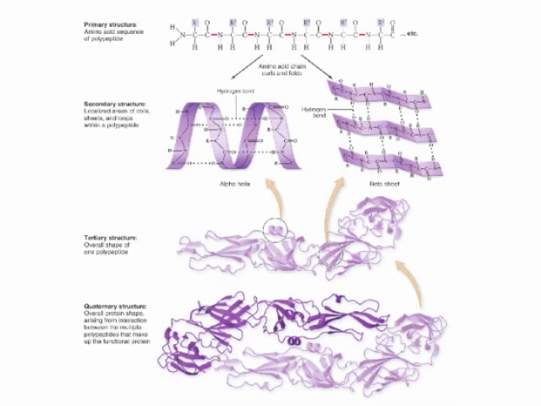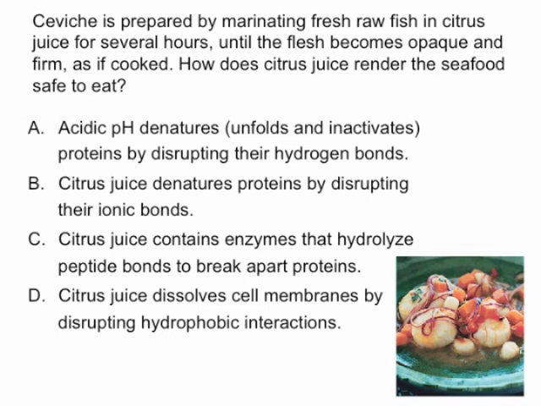Okay, here's something else to think about. It kind of applies this to food. So ceviche. Any of you had ceviche before? Really tasty. If you haven't, you should try it. Ceviche is prepared by marinating fresh raw fish in citrus juice for several hours until the flesh becomes opaque and firm as if cooked. How do you think citrus juice renders the seafood safe to eat?